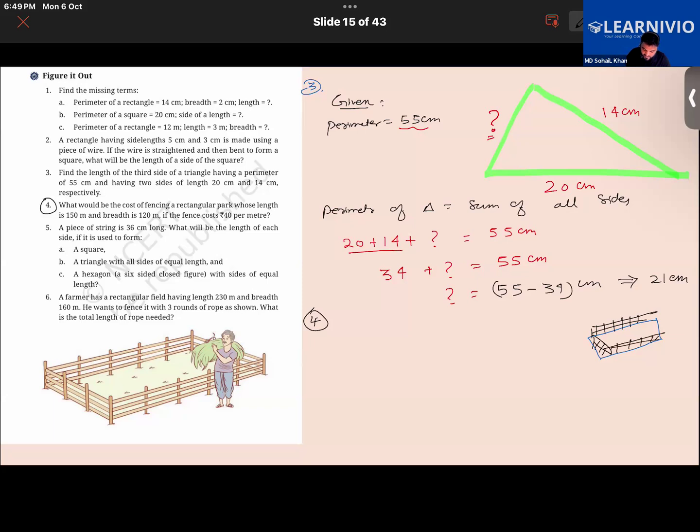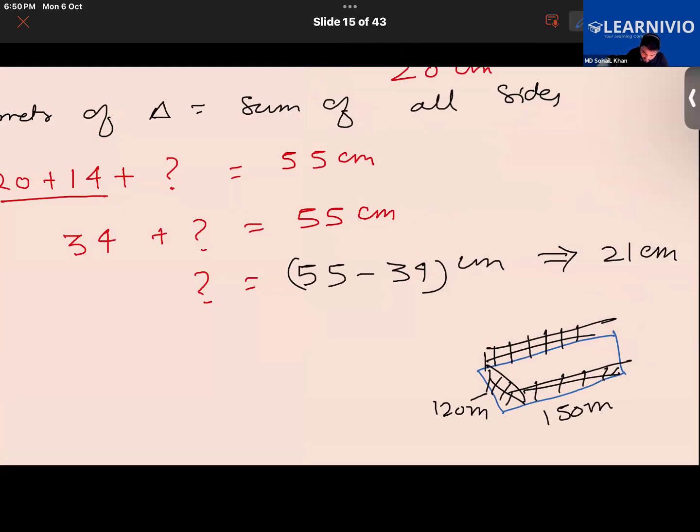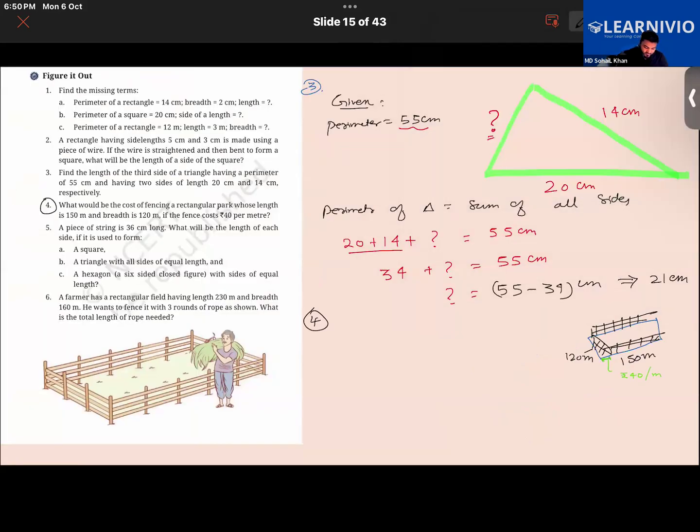Further, the question mentions that the length is 150 meter and the breadth is 120 meter. Now, if you have to do fencing for just 1 meter, it will cost you rupees 40. Suppose this much is equal to 1 meter. Let's assume. So to do a fencing of just 1 meter, what is the rate? Rupees 40 per meter is the rate of fencing. So we have to calculate the total cost of fencing.